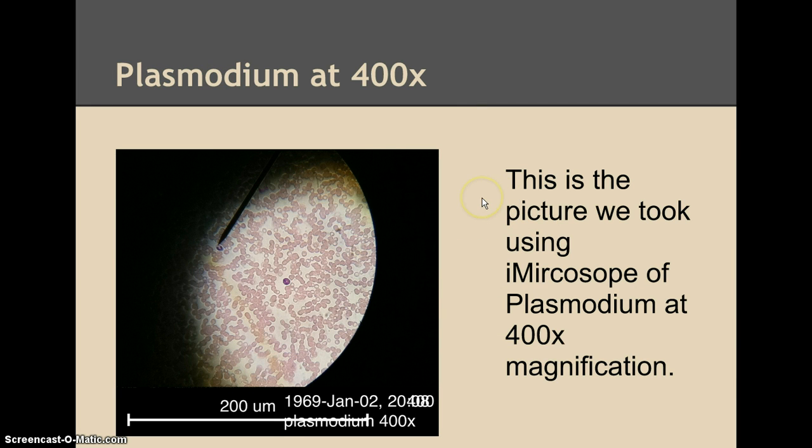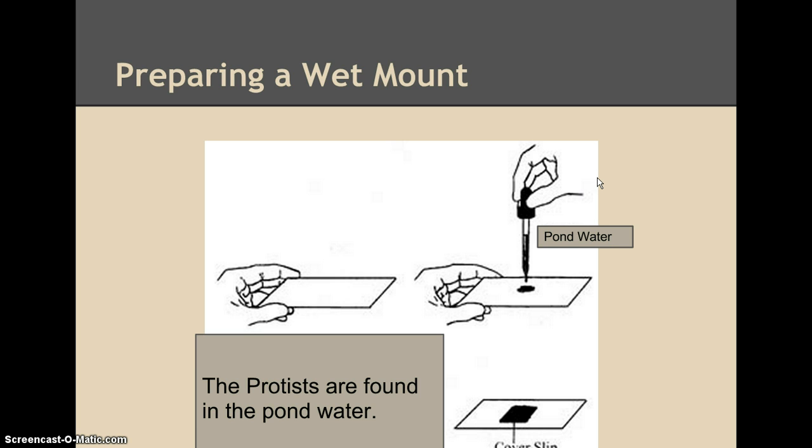Here we see a blood smear of Plasmodium. A blood smear infected with Plasmodium at 400 times magnification. And next we had to prepare a wet mount because the next step was to obtain some pond water, observe it, and find a protist living inside of it. Pond water would be pretty useful. So what we had to do to prepare this was get a slide, add a drop or two of pond water, and place the cover slip over it. That's how we made the wet mount for pond water.